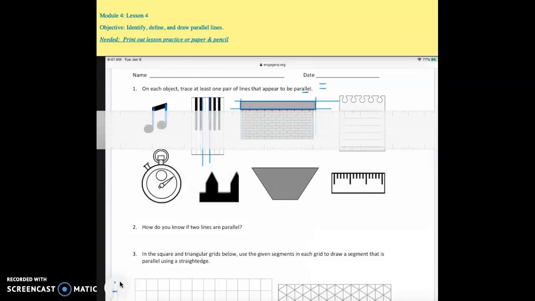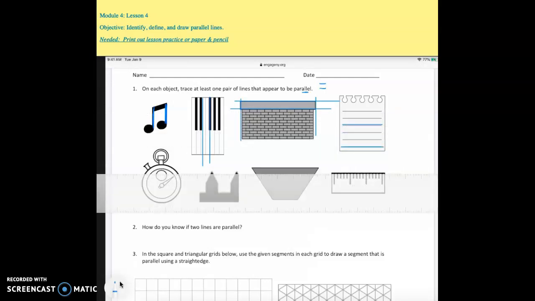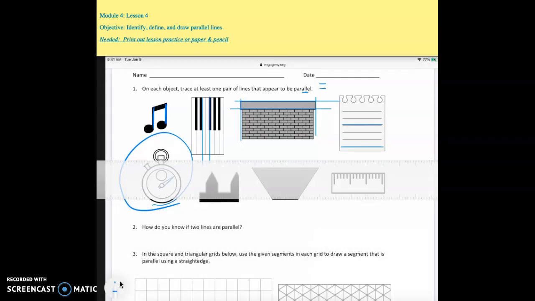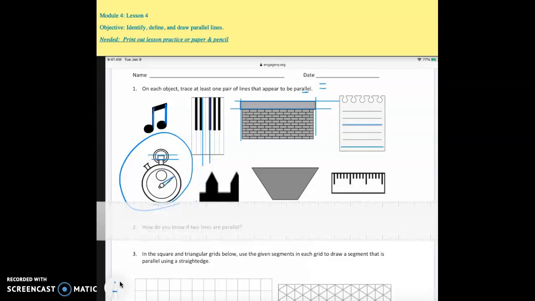And I could choose literally any of those lines to be parallel. I'm going to choose that one. That one's parallel to that one. All right, on the clock, a little bit harder, because is this parallel to that? No, because eventually they meet. Not a lot to choose from, so we're going to have to choose this at the top. That line, and that is parallel to that. All right, on this design, how about that one and that one?